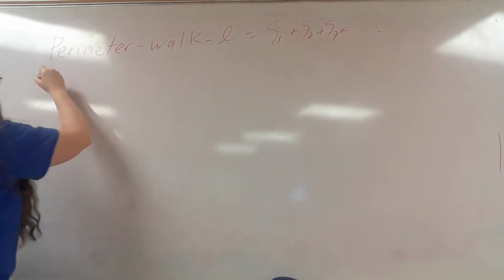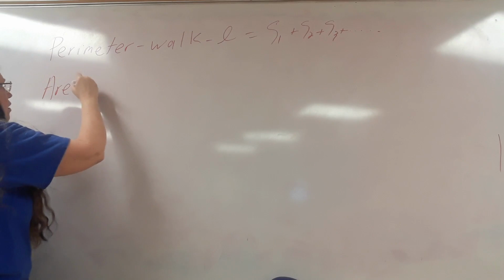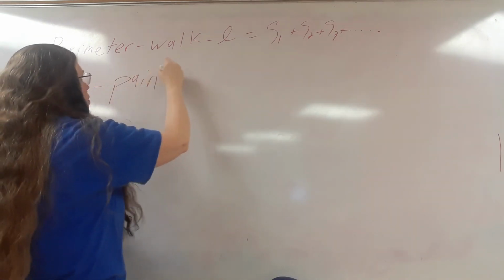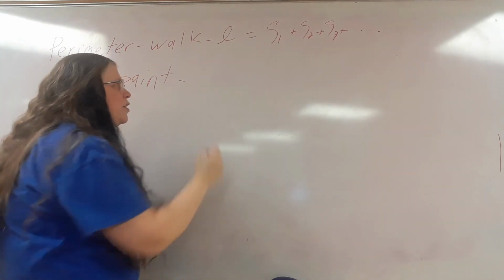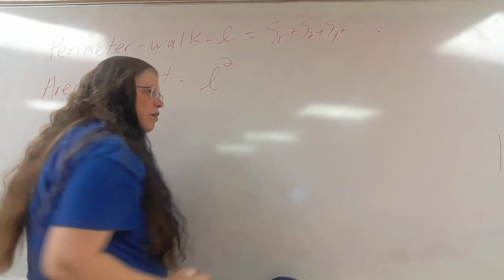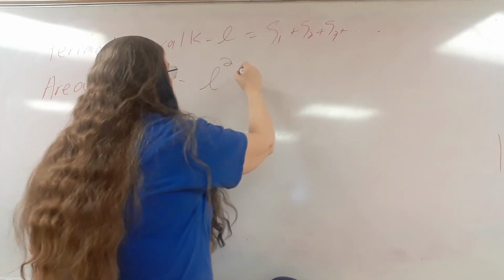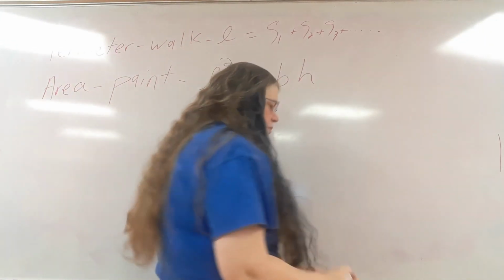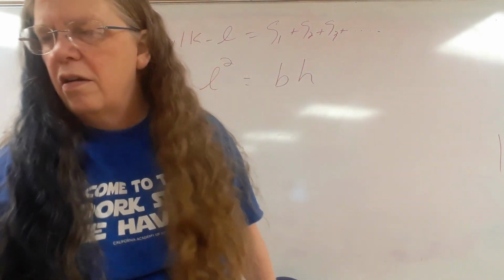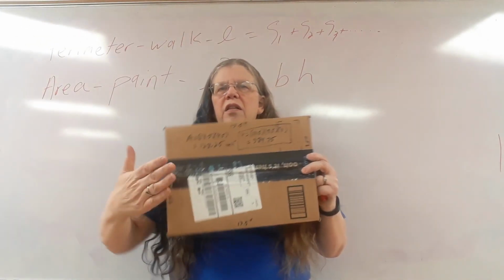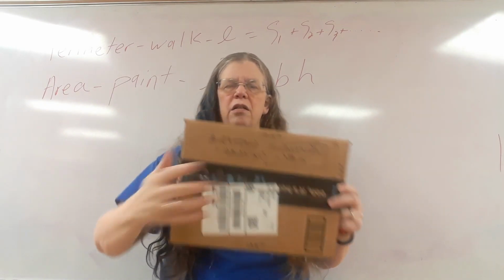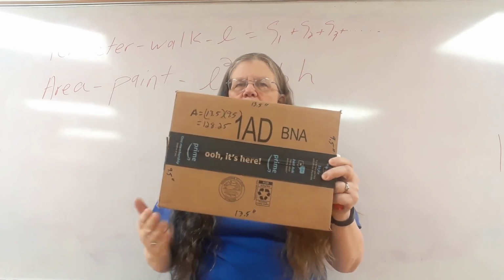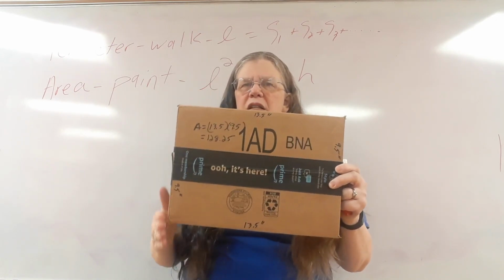The area. Area is something that you can paint. Its units are length squared. And you get it by multiplying the base times the height. Okay? Visual aid time again. The area is the face of the box. We multiply the base times the height.